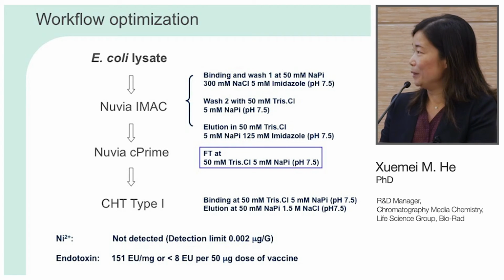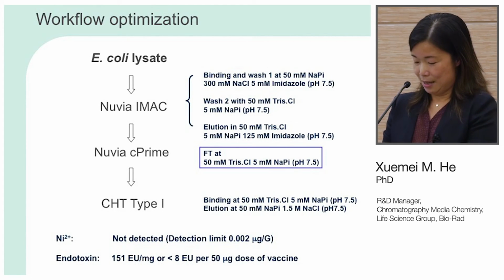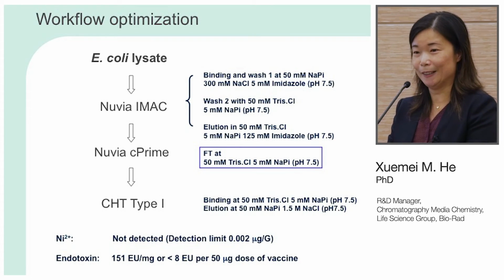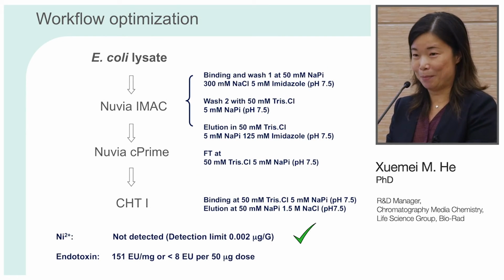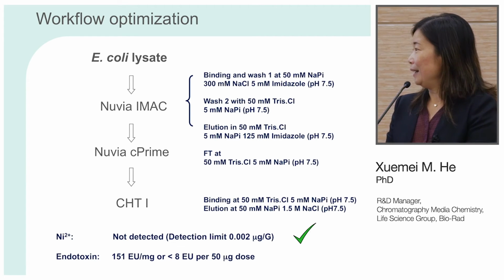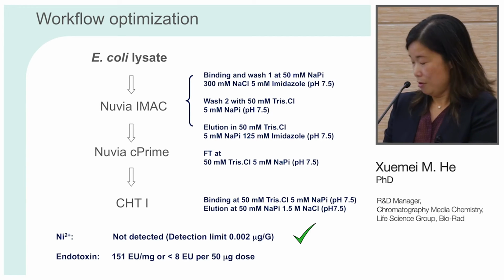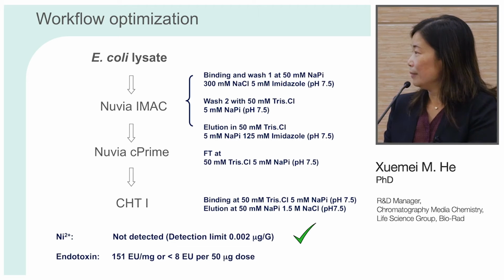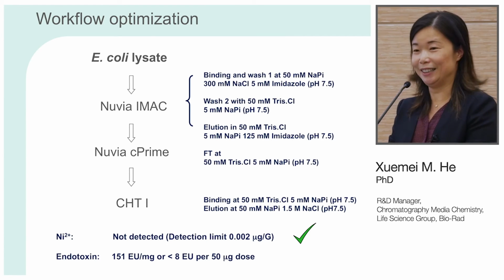And now the C prime is done in Tris instead of phosphate, and then this material can be loaded directly onto the CHT1, and we elute the target at high salt. So after this, we actually submit a sample for ICP analysis. There is no detectable amount of nickel. And then the endotoxin level, so the nickel content is okay.